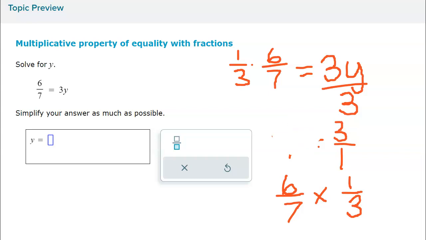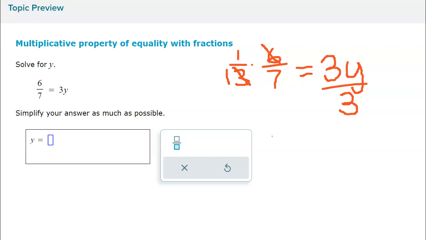And I'm going to erase all of this stuff. And I'm going to go ahead and reduce everything I can before I multiply. So I can divide both of these by 3, top and bottom. So I get 1. 3 divided by 3 is 1, and 6 divided by 3 is 2. Now I can go ahead and multiply.